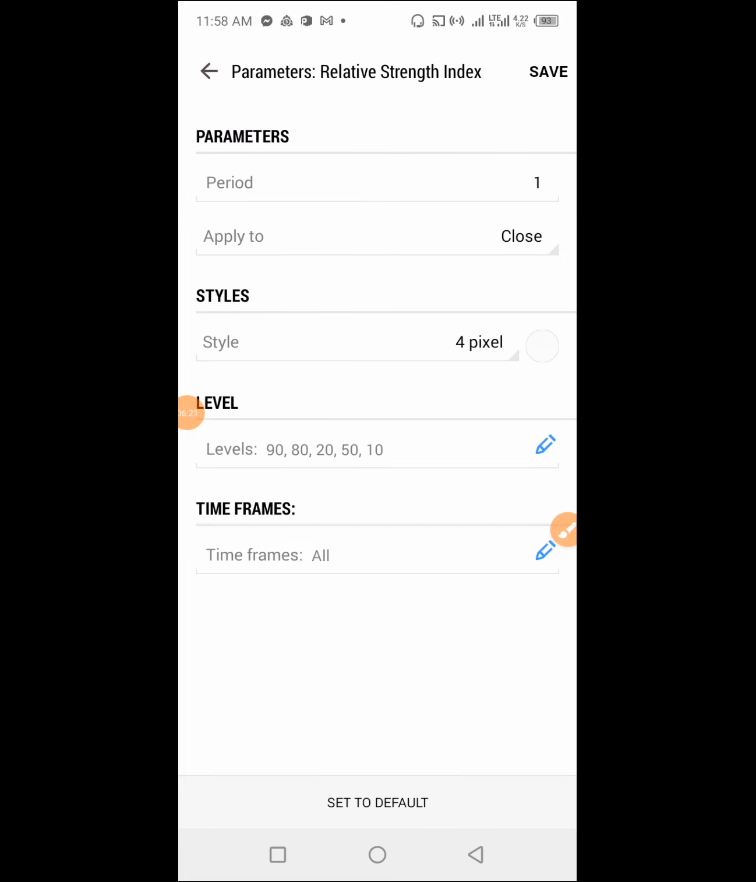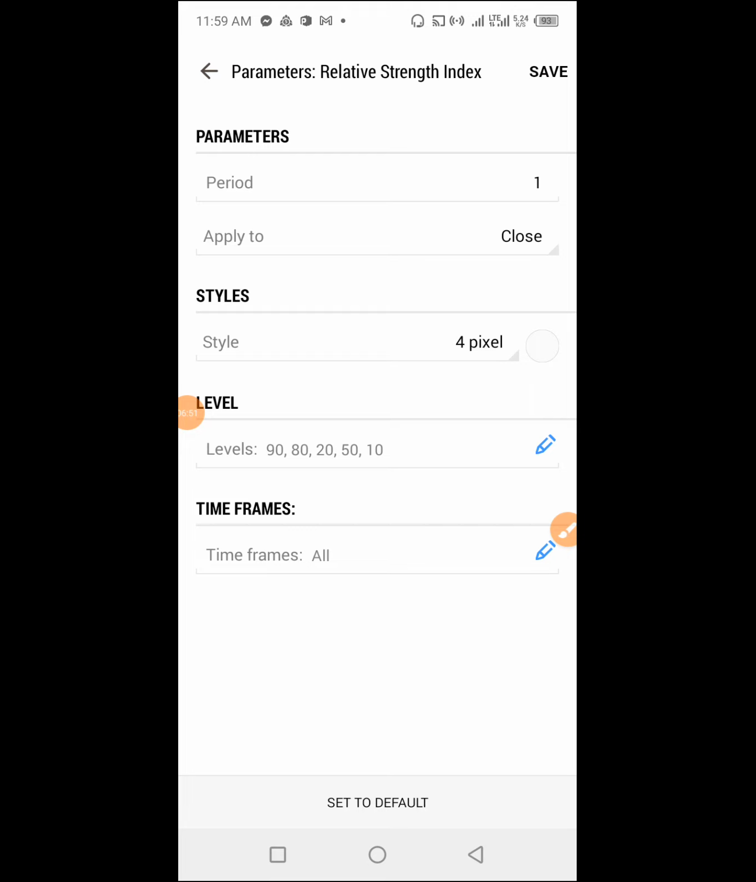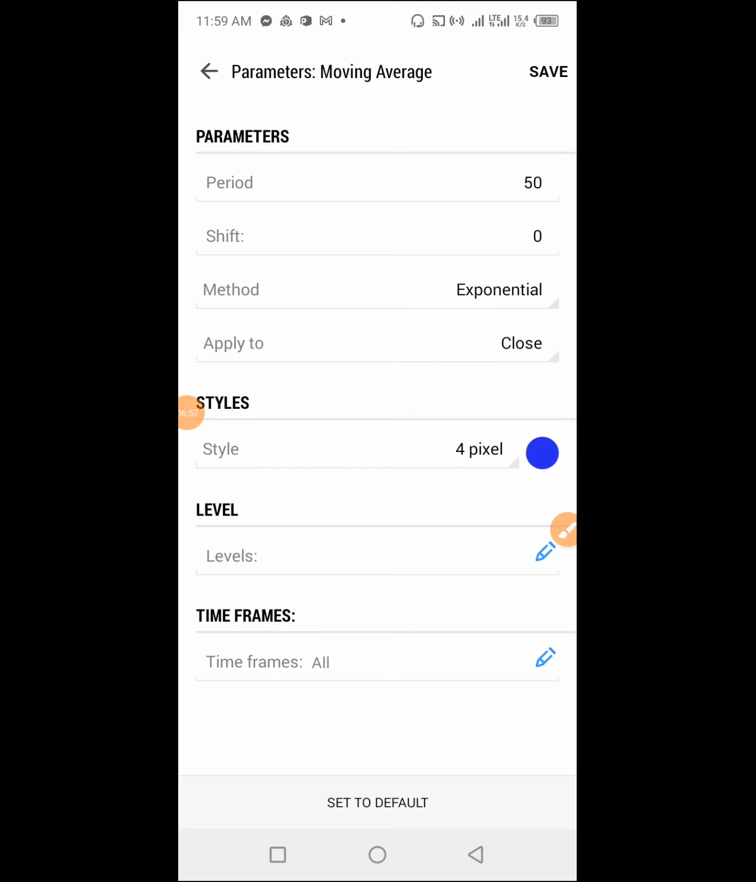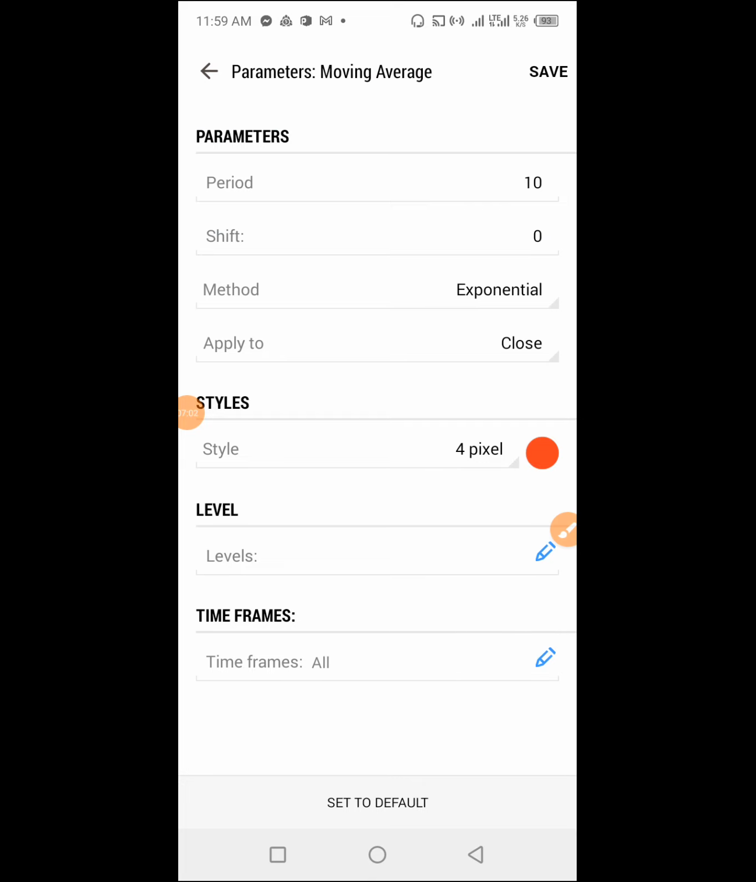This RSI is just mainly used to track levels. That means area of discount and area of premium. So as you can see right here on the screen, the levels are level 90, 80, 20, 50, and 10. The level 50 is called the equilibrium. That's the midpoint. So if price gets to such zone, you'll be expecting to do what? To probably take your first TP while you hold, or you do what we call break even. Then you click on save. Inside it, we have two moving averages. The first one is moving average 50 exponential. Use any color. Then lastly, moving average 10 exponential.